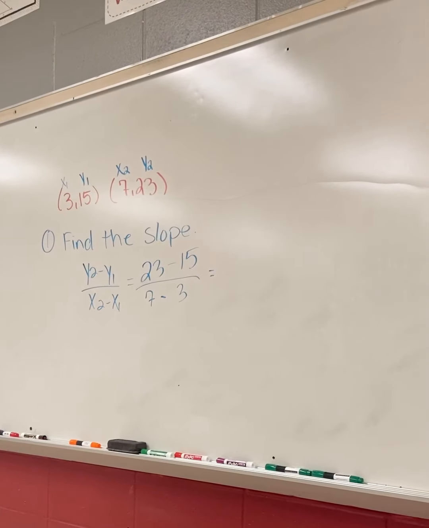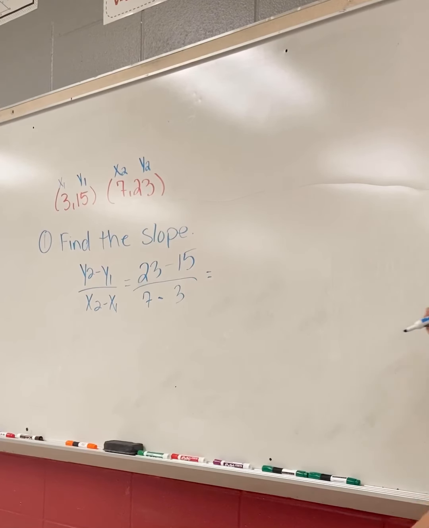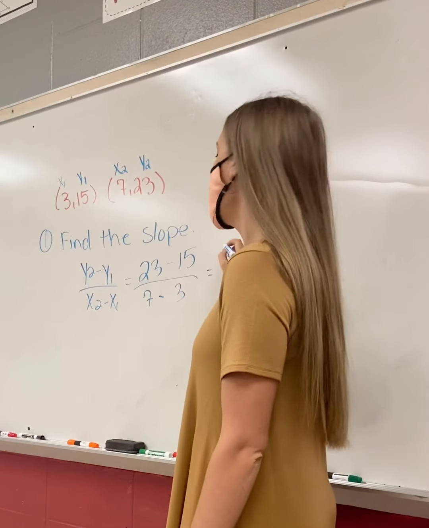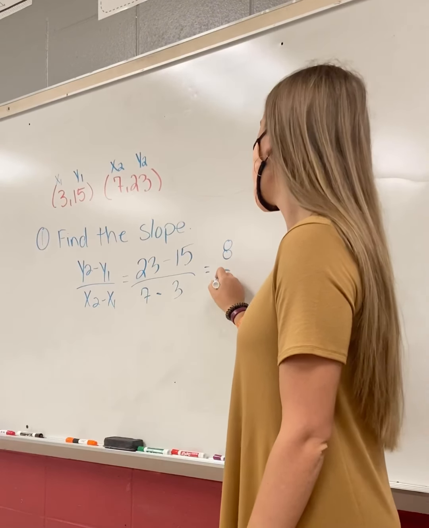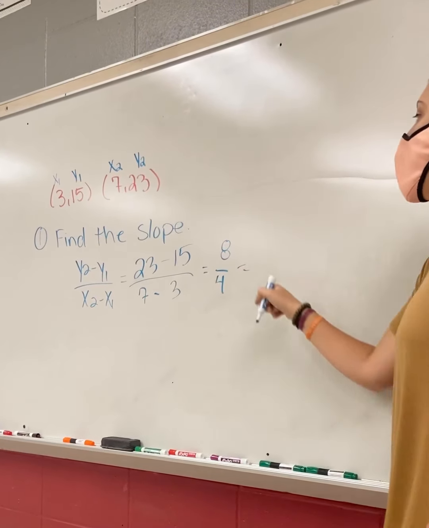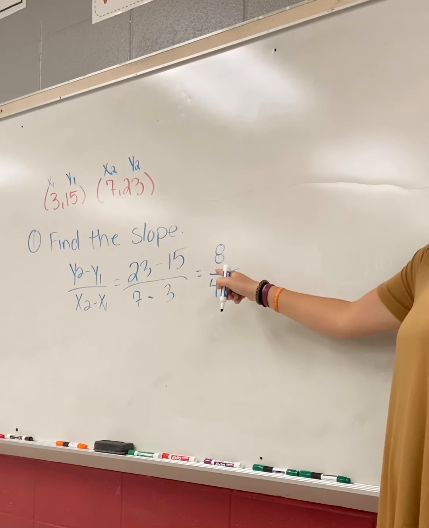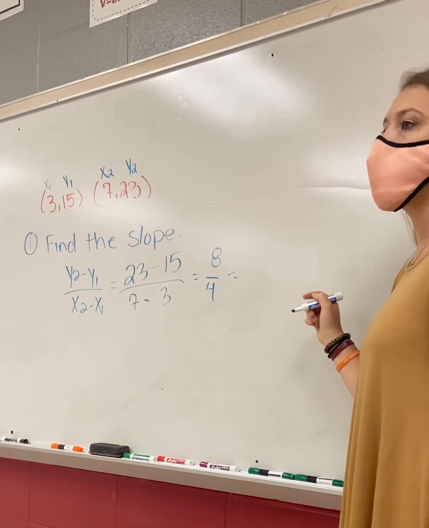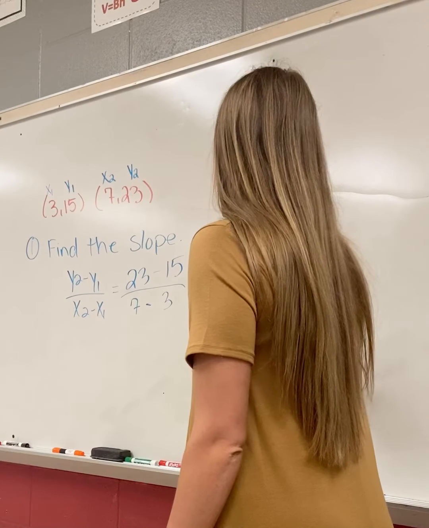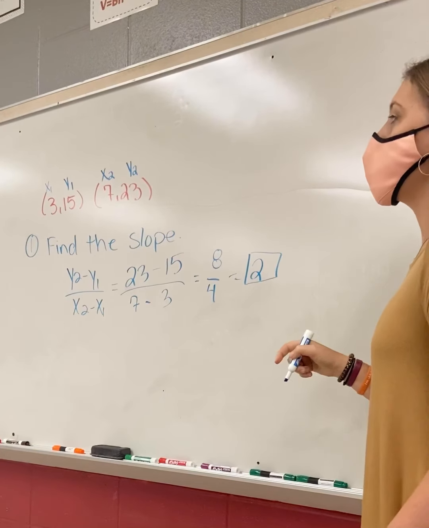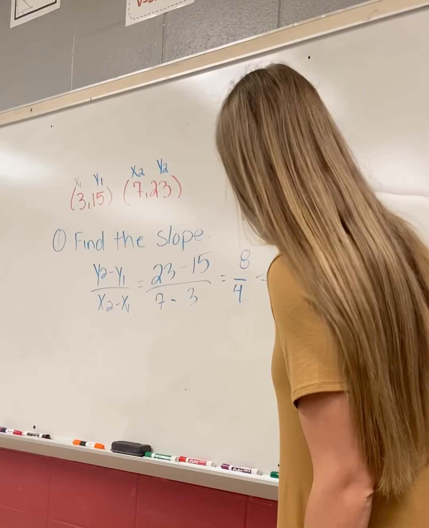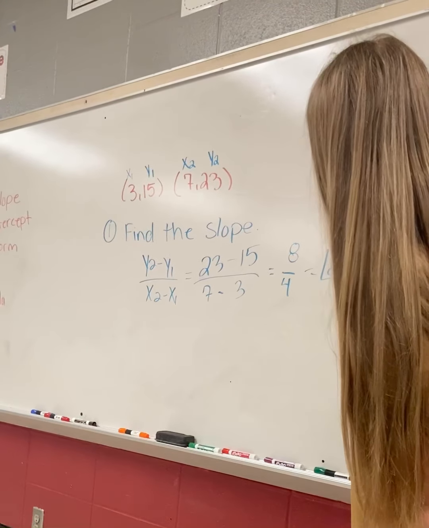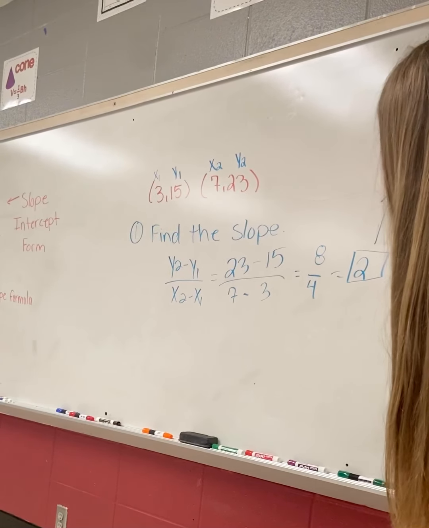Okay, now we've got to simplify. What's 23 minus 15? 8. 8 over what's 7 minus 3? 4. Okay? We can simplify this down more, right? What's 8 divided by 4? 2. So 2 is going to be our what? It's going to be our m, which is our slope, right? So this is our m, which equals slope.